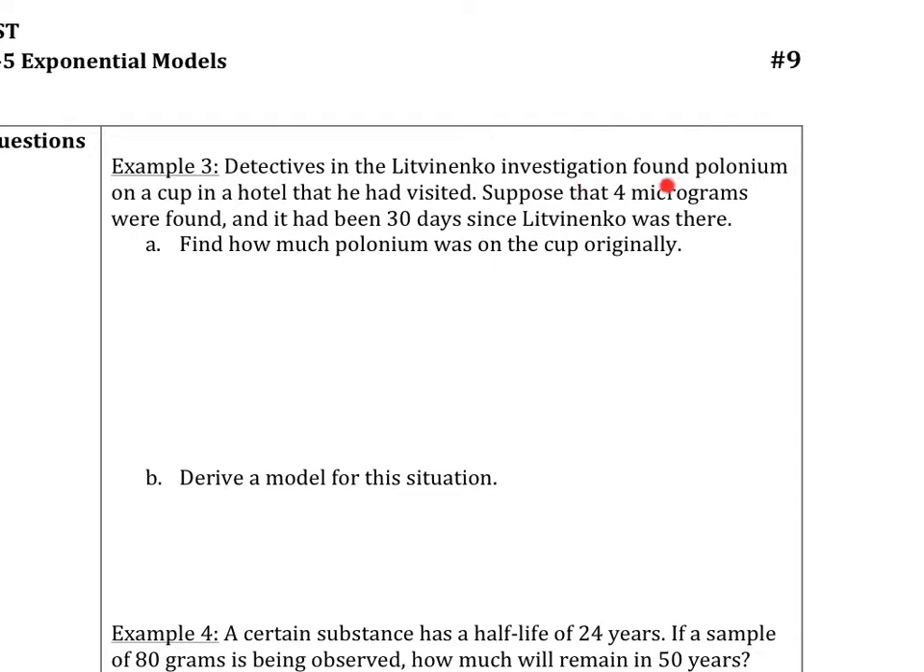So detectives in the investigation found polonium in a cup in a hotel that he had visited. Suppose that 4 micrograms were found, and it had been 30 days. So now we have a point, a time, and the remainder: 30 days and 4 micrograms remaining. Since Litvinenko was there, find how much polonium was on the cup originally.